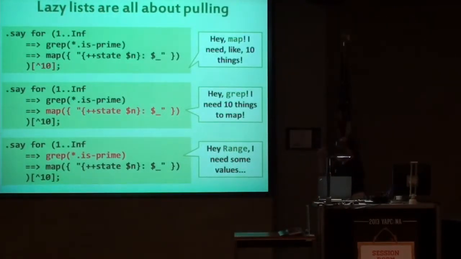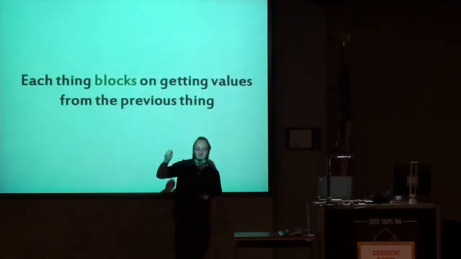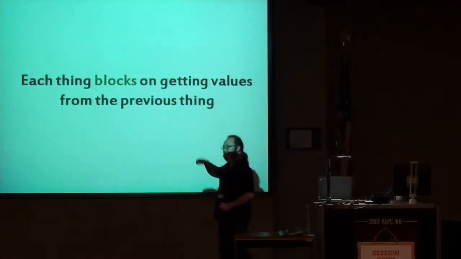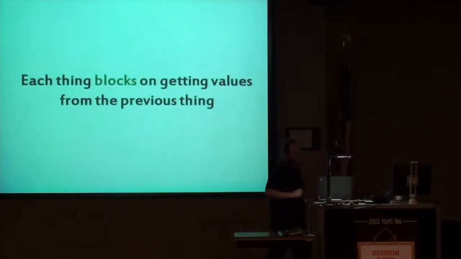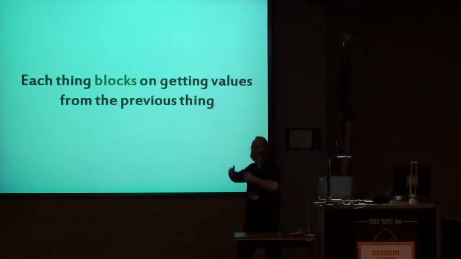So it's pull-based. At the end, we're begging for these values. We're saying, give me them, give me them. So we always block on getting the previous thing. We're pulling them through this set of things. That's very familiar, and I'm glad I've told you about that because we need that for the hard stuff we're going to do later.